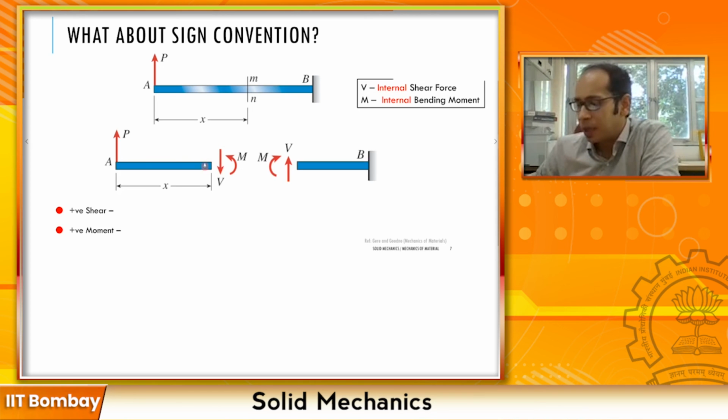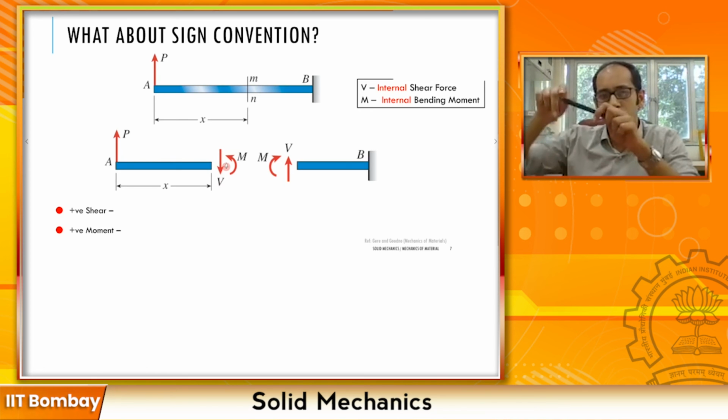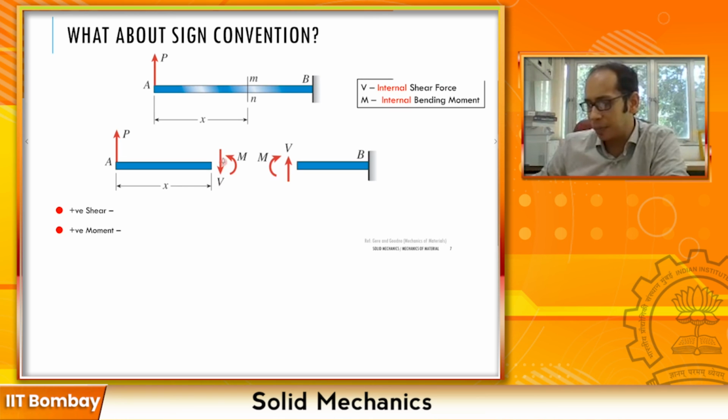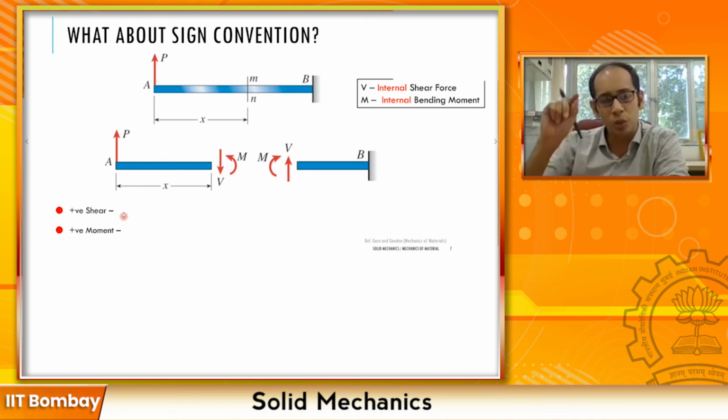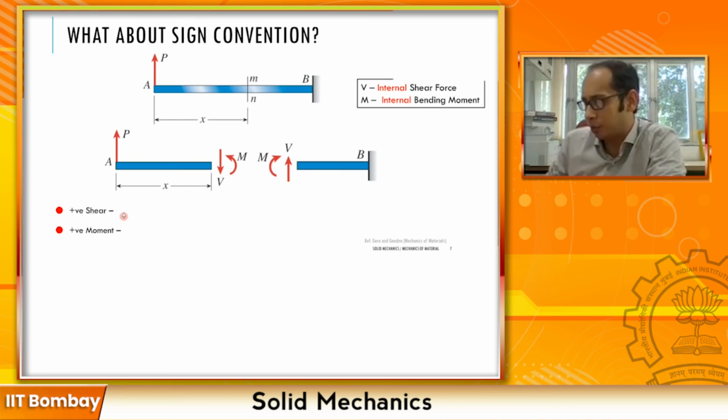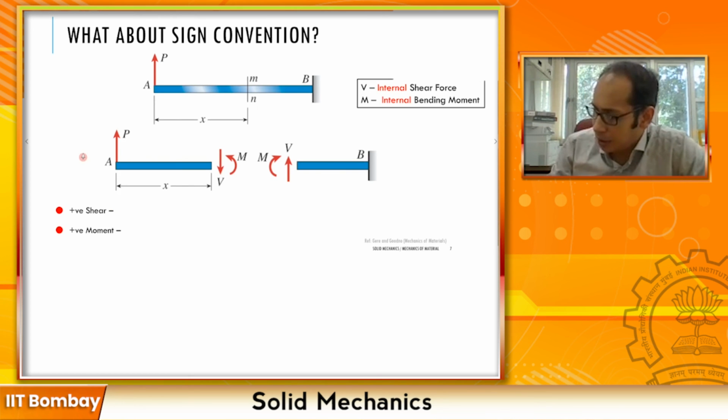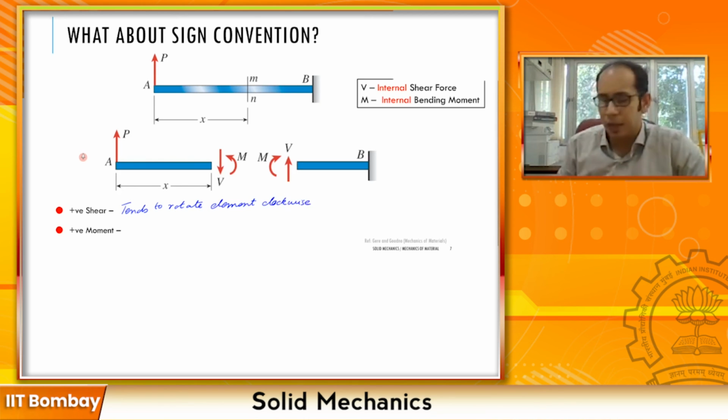Take a look at this figure. In this figure, this force V over here, if this is your element, this force V tends to rotate the element in a clockwise manner, right? Similar to this one over here. Here, this force V also tends to rotate the element in a clockwise manner, right? So a positive shear is the one which tends to rotate your element in a clockwise manner. So let's just make a quick note of that. So positive shear is the one which tends to rotate the element clockwise, right?